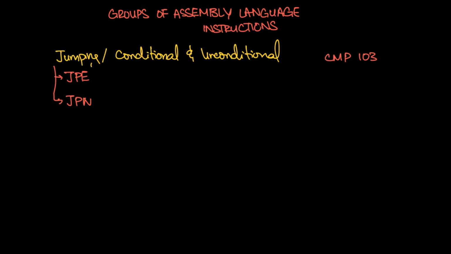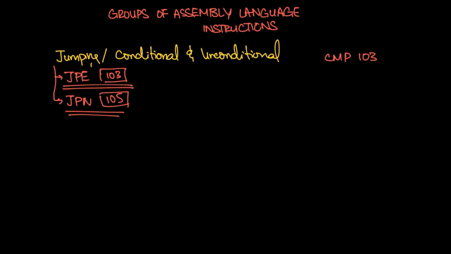Both of them cannot run at the same time. It's either or. So it's like a Boolean value, true or false. JPE runs if the compare instruction gave a true result, so if they were equal. Both of these commands take operands as memory addresses, something like 103 or 105. If the comparison is true, JPE will execute and it will jump to 103. If the comparison is false, JPN executes and it jumps to 105. Right, so those are unconditional, conditional, or jumping instructions.